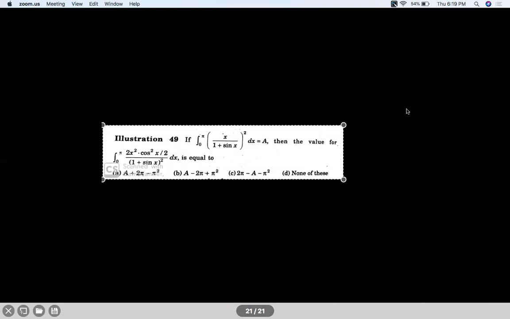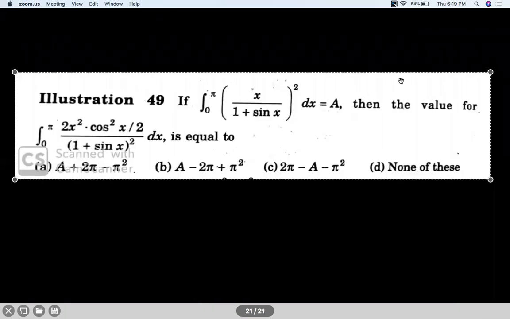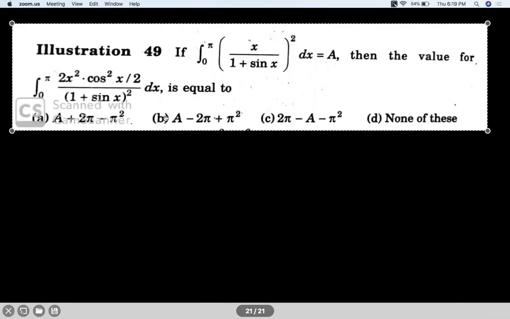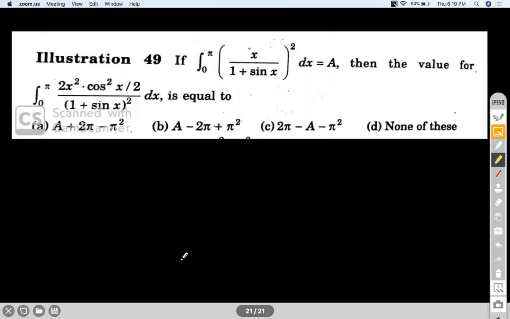Let's take this up. If the integral of x by (1 plus sine x) whole square from 0 to pi is given as A, we have to find this integral in terms of A.